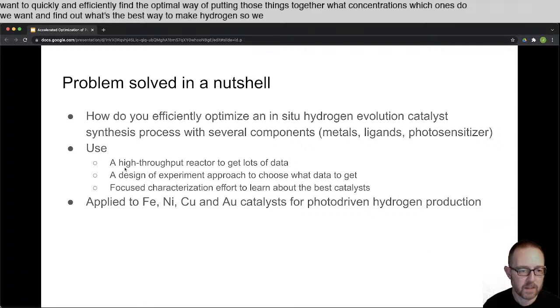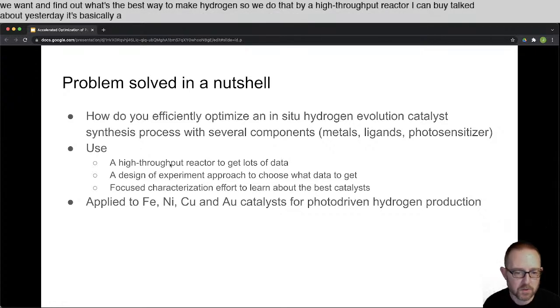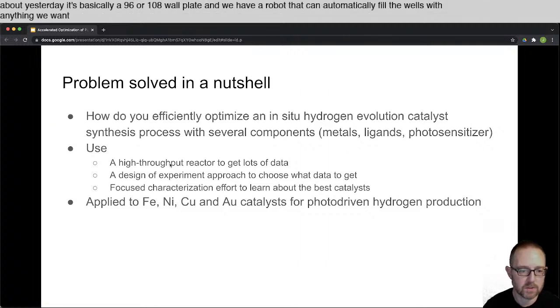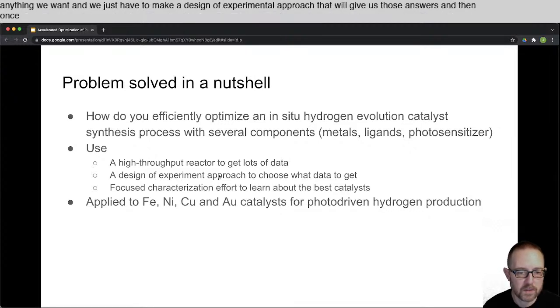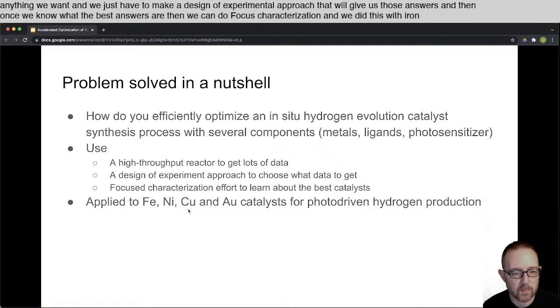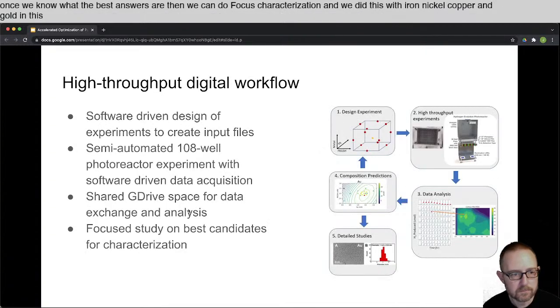We do that with a high throughput reactor I talked about yesterday. It's basically a 96 or 108 well plate, and we have a robot that can automatically fill the wells with anything we want, and we just have to make a design of experiment approach that will give us those answers. Then once we know what the best answers are, we can do focused characterization. We did this with iron, nickel, copper, and gold in this work.